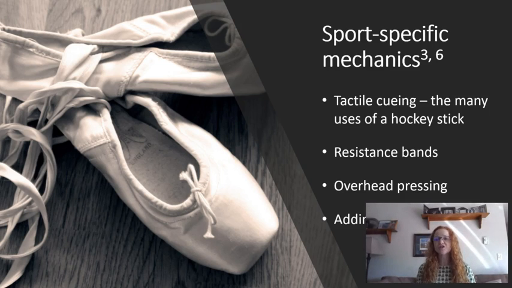Building on that foundation of activation, we moved into sport-specific mechanics. She had a real hard time transitioning to standing, so I found that tactile cueing was really useful for her. I used a hockey stick because we didn't have dowels. We had a whole lot of hockey sticks, though. So, but the tactile cueing, we've all done this, teaching a hip hinge with a dowel.